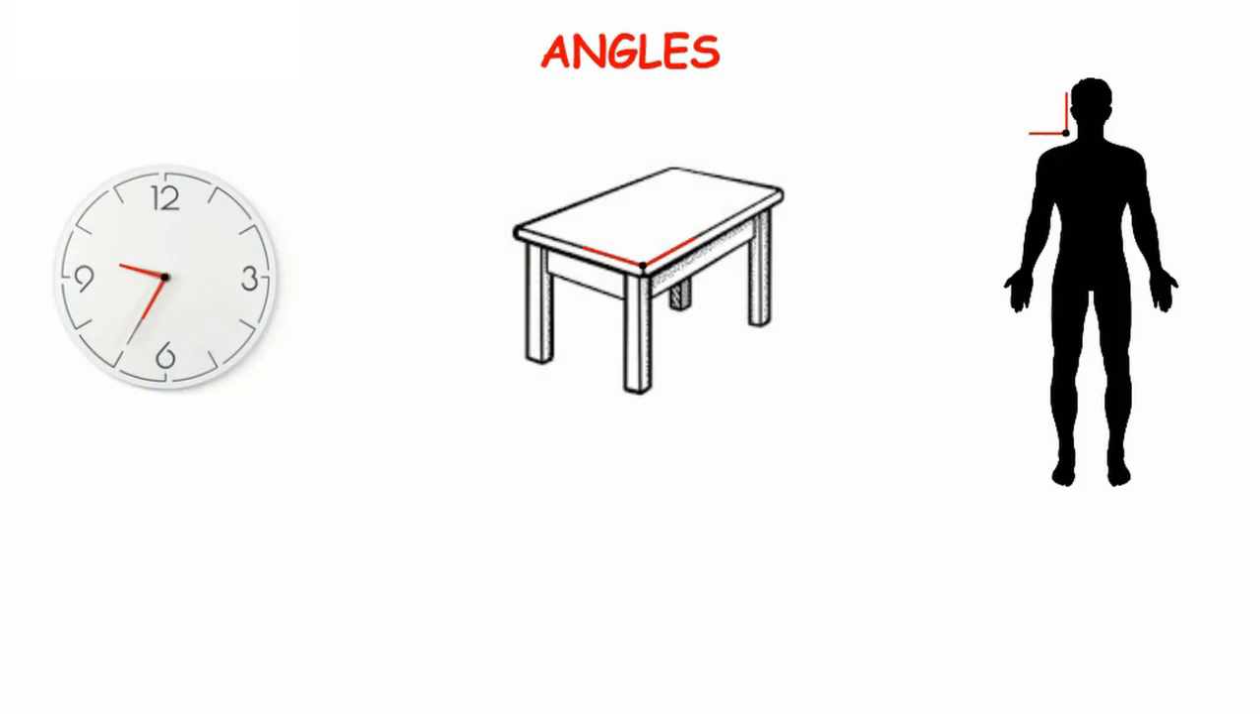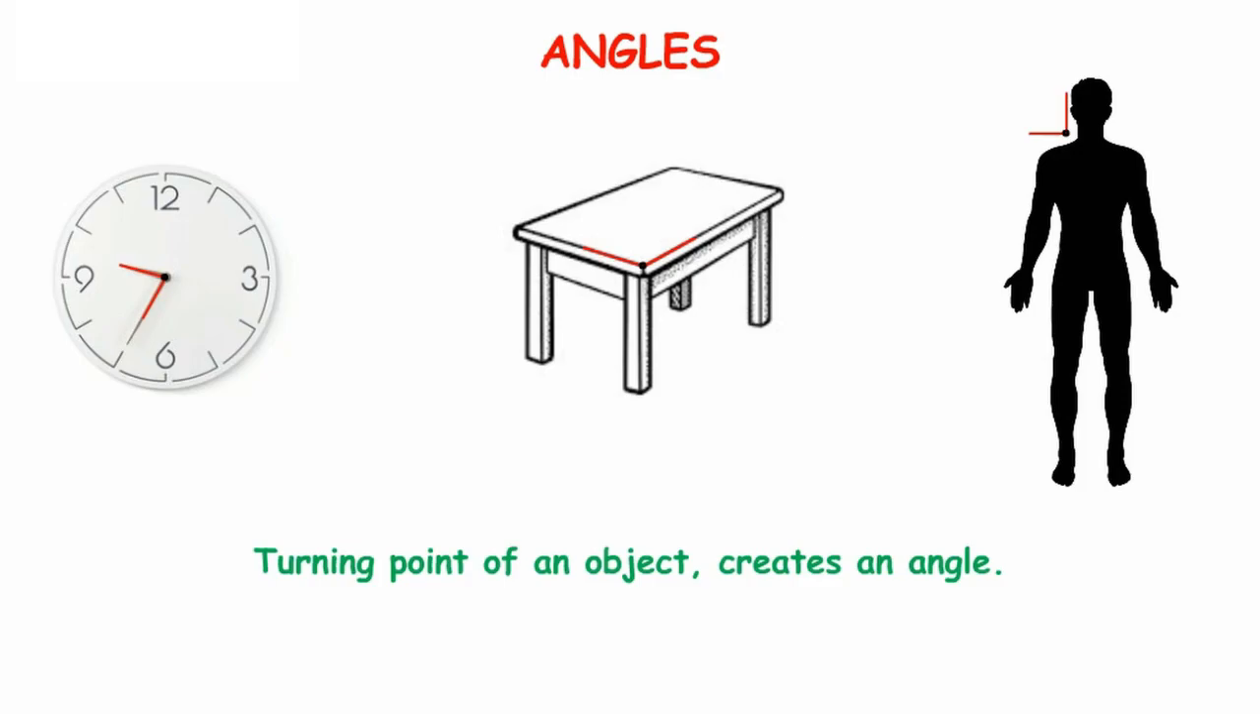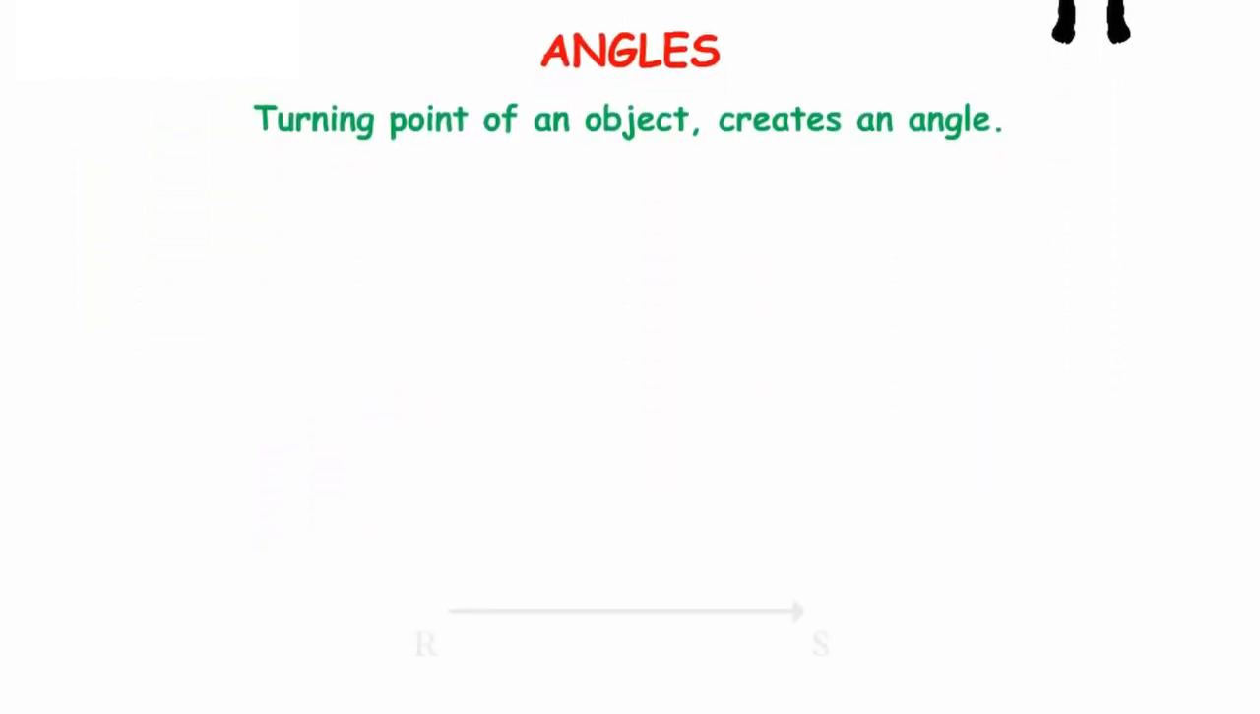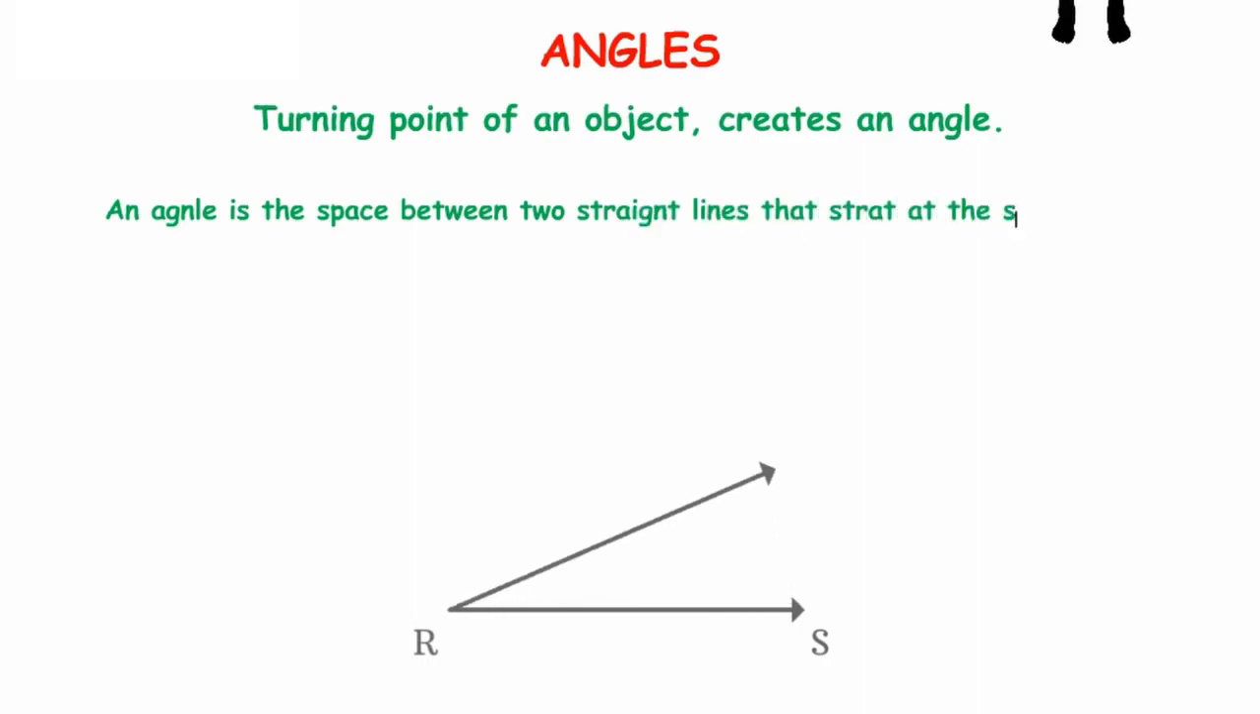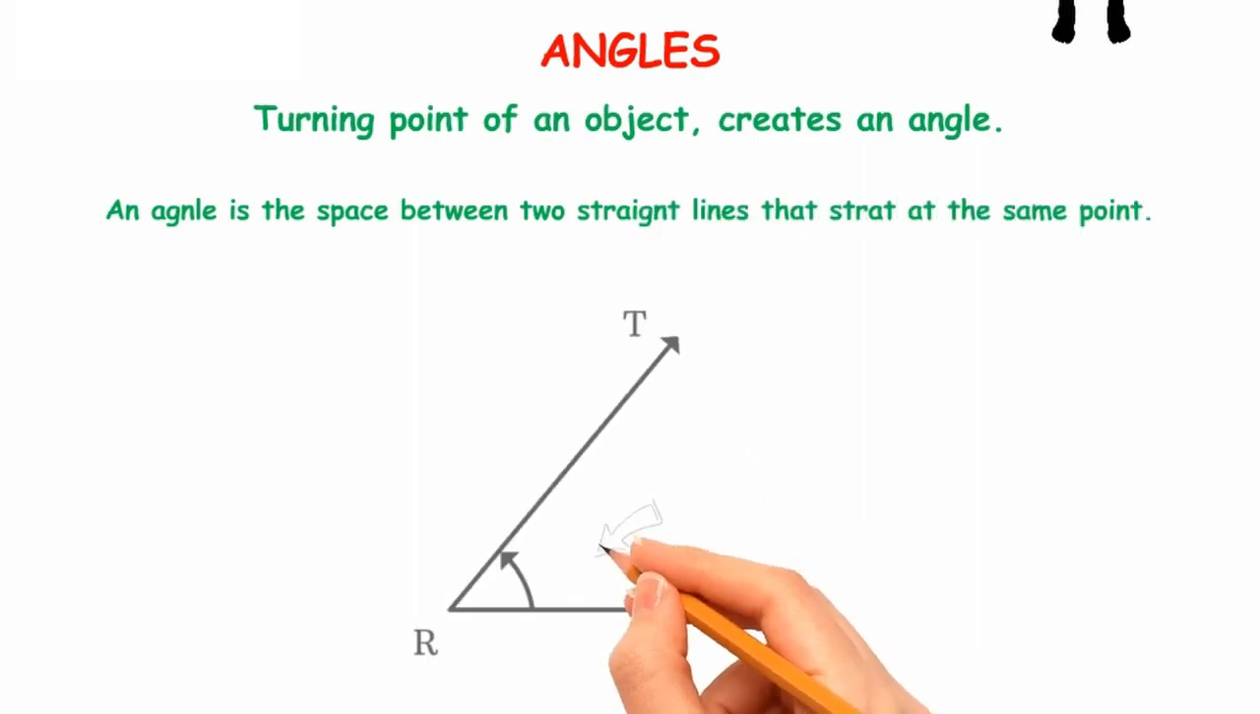What is an angle? Turning point of an object creates an angle. In other words, an angle is the space between two straight lines that start at the same point.